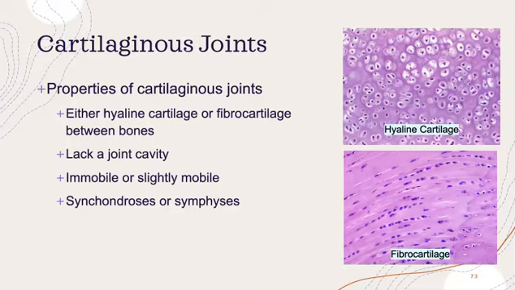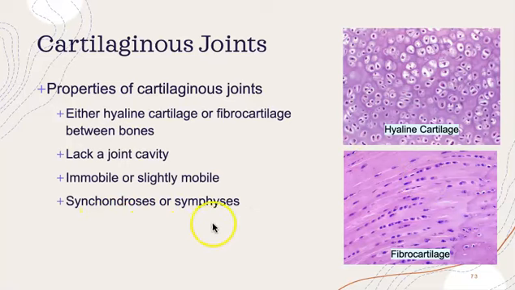Our properties here are that it's made up of either hyaline or fibrocartilage. So I put pictures of what these two tissues look like over here. You could see that with our fibrocartilage, we do have really thick collagen bands in here. With this joint, we're not going to have a joint cavity, and the movement is immobile or slightly mobile. And so they are going to be subclassified as synchondroses or symphyses.